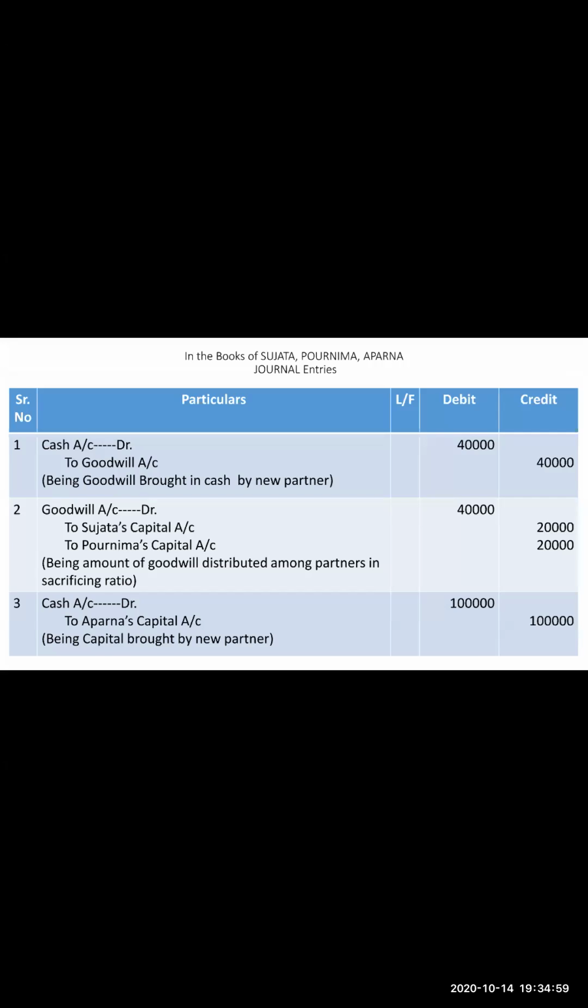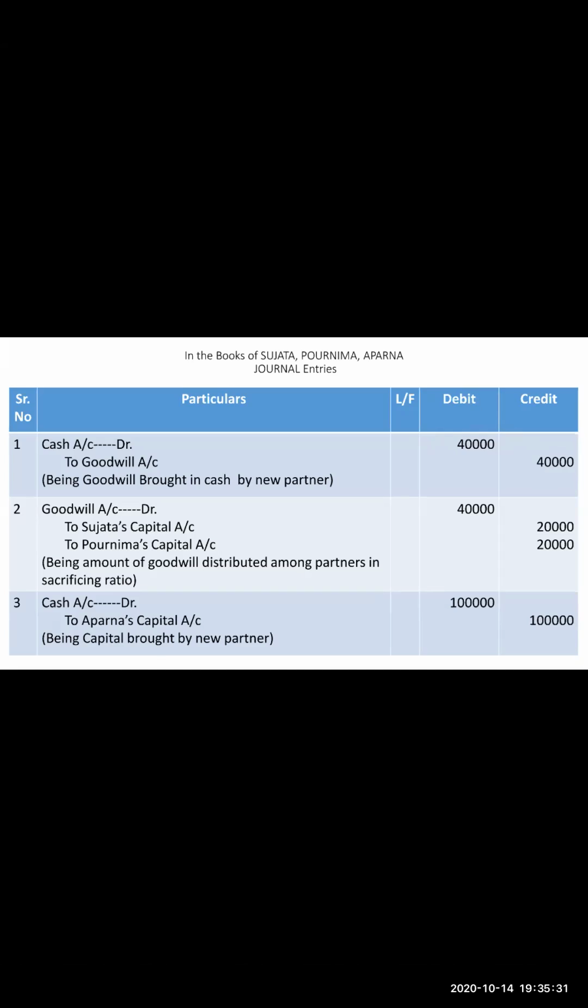First, the goodwill is brought in cash, so what will the entry be? Cash account debit to goodwill account. What will be your entry? Cash account debit to goodwill account, being goodwill brought in cash by new partner, right? So how much did she bring? We calculated and found out that Aparna brought goodwill of 40,000, right? So the first entry will be goodwill brought in cash. Next will be goodwill account debit to old partners' capital account.